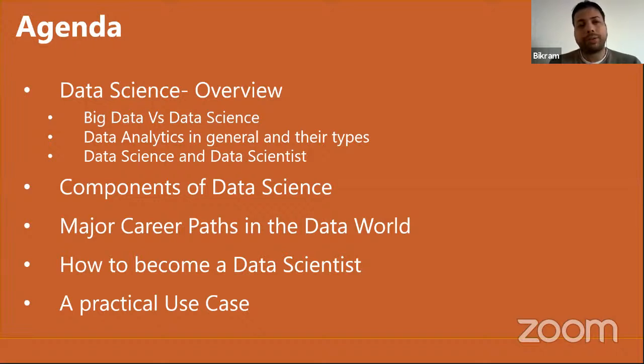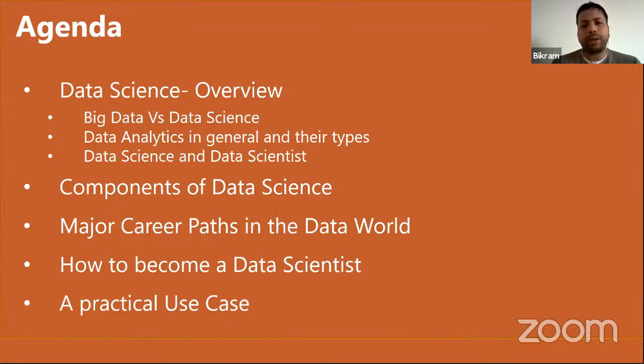Big data versus data science is something that we will cover. Data analytics in general and their types, data science and data scientists. Who do we really call a data scientist? Then components of data science, so that we understand what all things contribute towards data science, and how can we call ourselves a data scientist. What all does it take for you to learn and deliver on data science assignments?